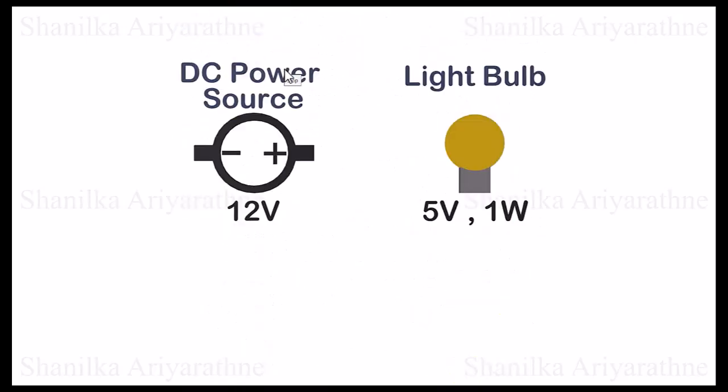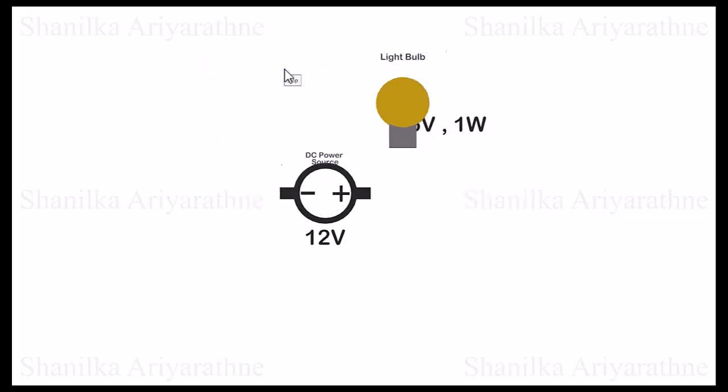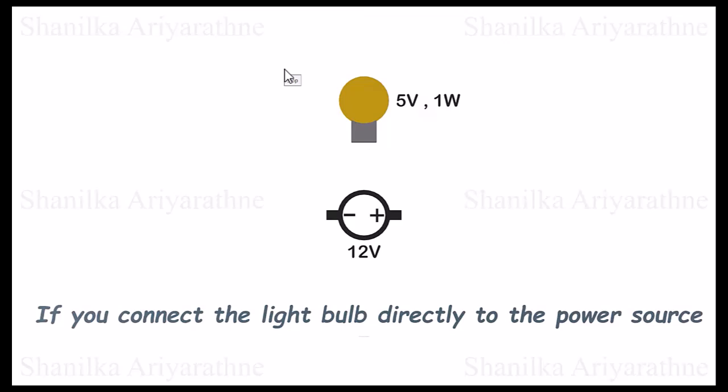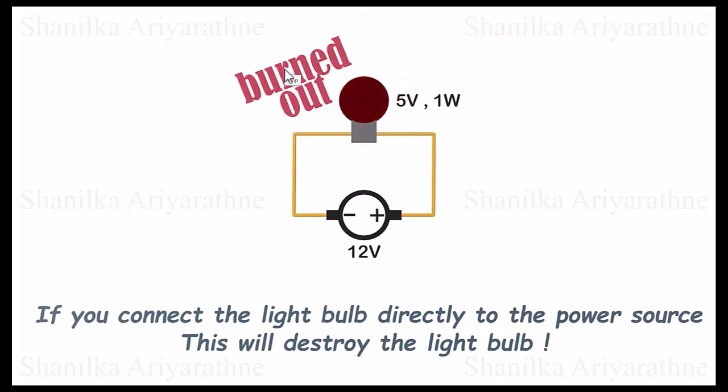Imagine you have a 12-volt power source, and you need to power a light bulb that is labeled for 5 volt and 1 watt. If you connect the light bulb directly to the power source, the high voltage will cause too much current to flow through the light bulb, overheating and fusing the filament. This will destroy the light bulb.